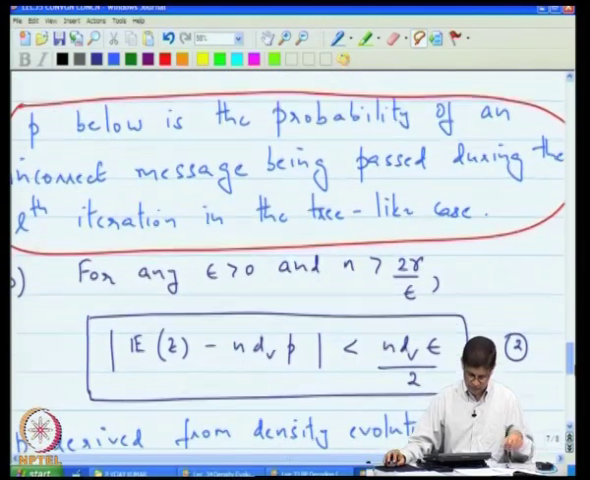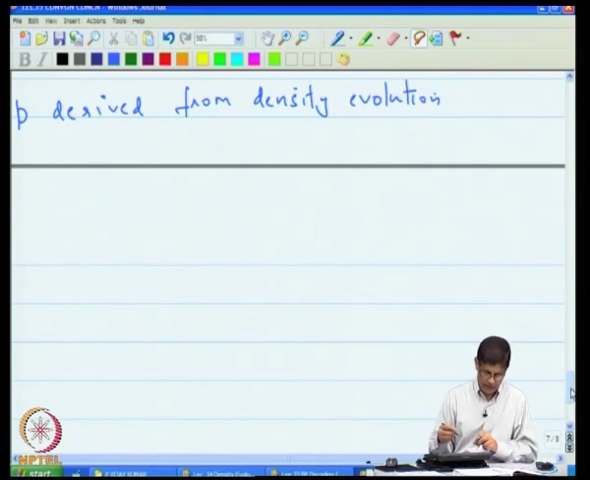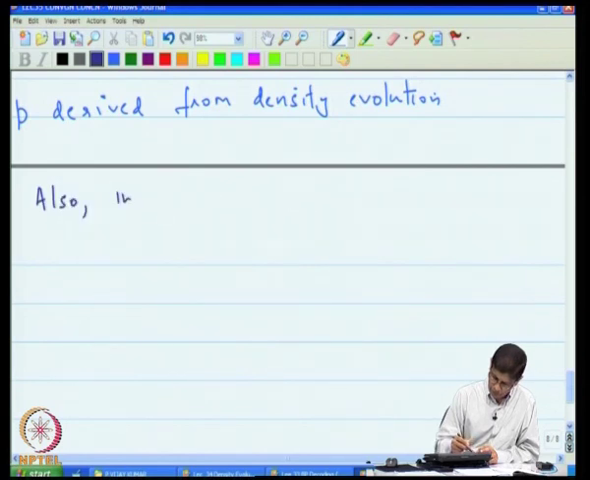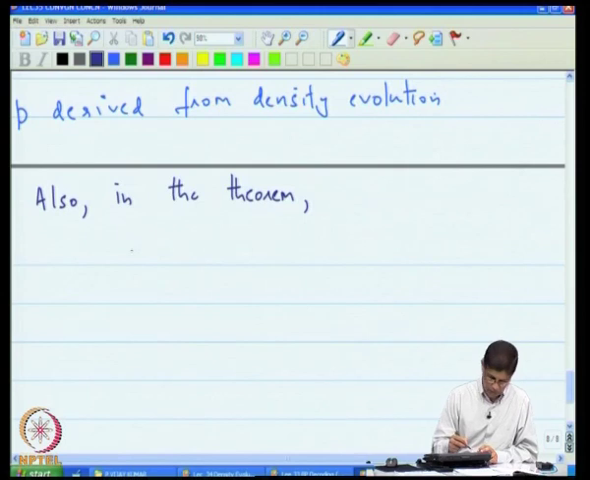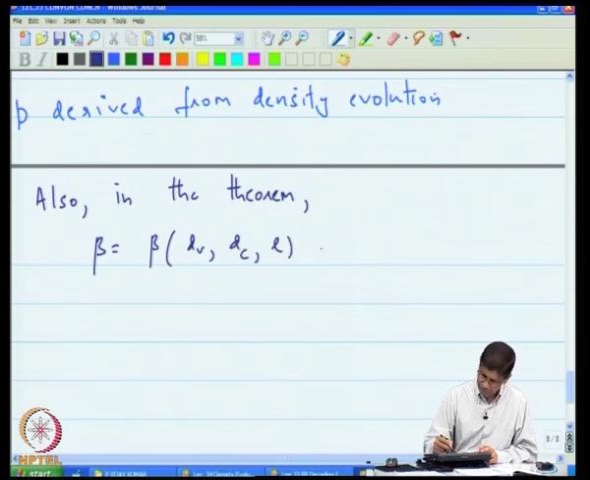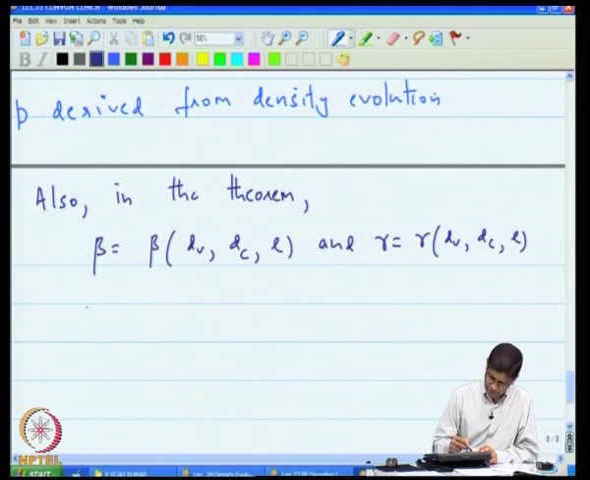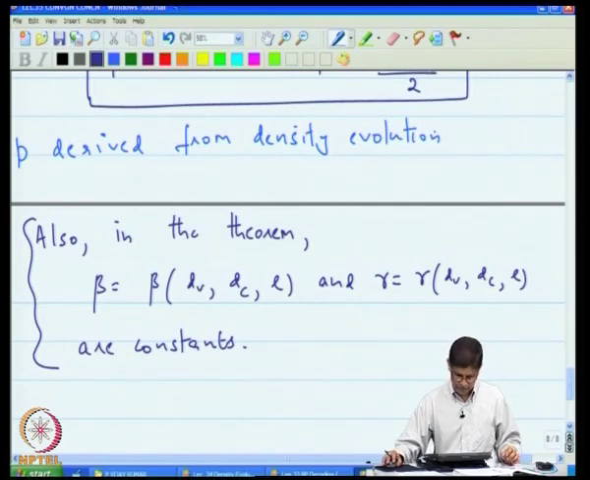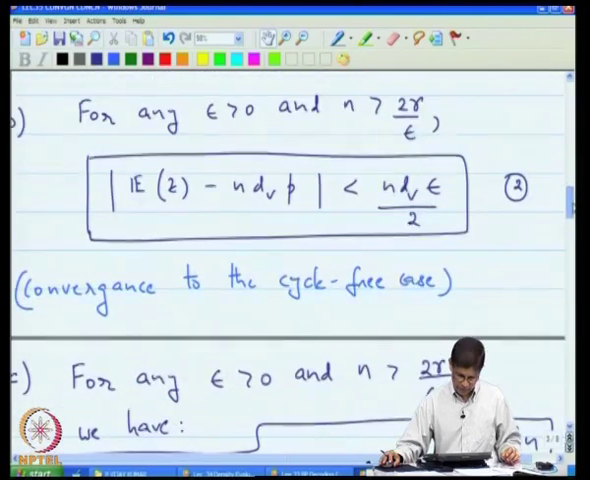So, continuing our explanations for what the various symbols in the theorem mean, finally, we have that also in the theorem, beta equals beta dV dC L and gamma equals gamma dV dC L are constants. Okay. So, with that I think I have explained all the notation in the theorem.